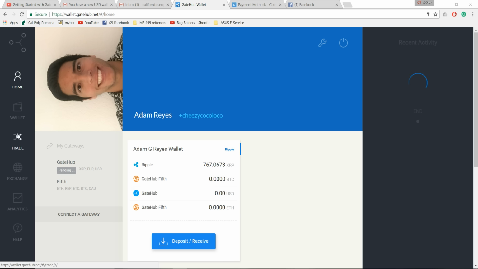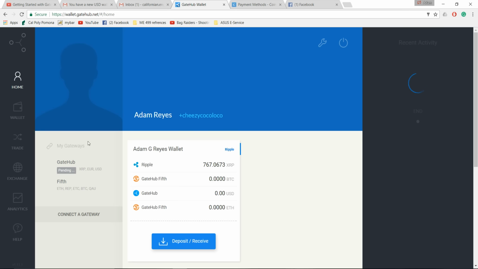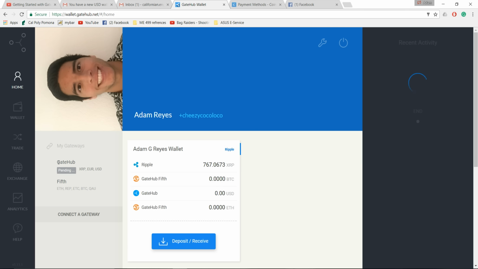So I'm going to go over the trading, right here on the left of the screen, and the exchange. In the last video I showed you guys how to put Ripple into your account. It's actually been a week and a half now and I still haven't been approved. I'm not sure if it's the same for you guys, but it's taking quite some time to get approved. So let me know if anybody else is going through the same situation.